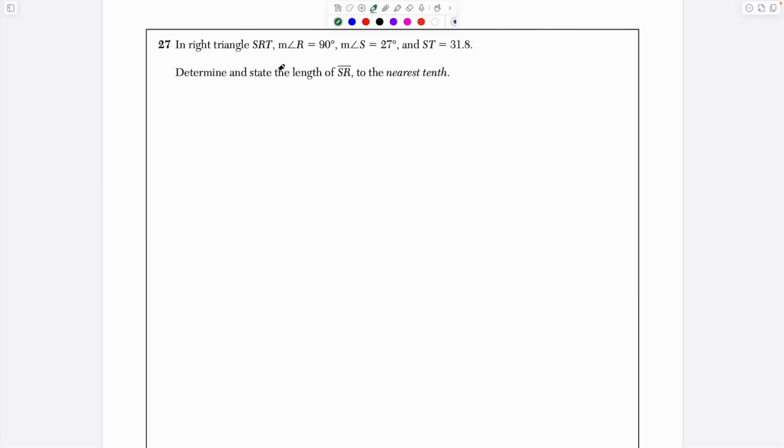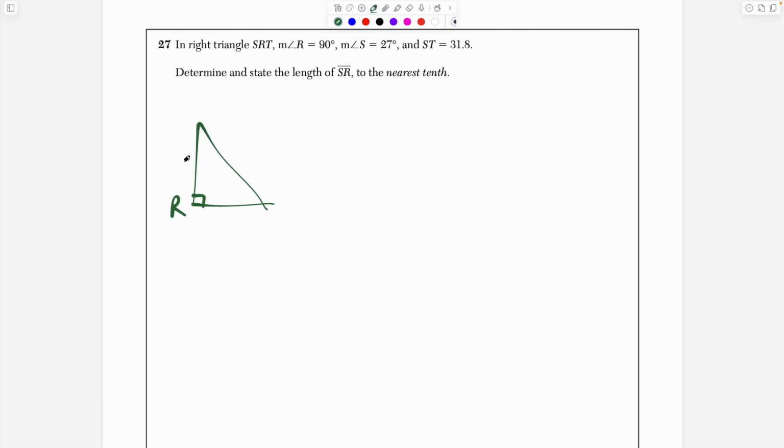Question 27, in right triangle SRT, the measure of angle R equals 90 degrees, the measure of angle S equals 27 degrees, and ST equals 31.8. Determine and state the length of SR to the nearest tenth. So for this one, I recommend that you just draw out a right triangle so that you could label it. You don't have to draw this to scale, but you should draw something so that you could plug in the numbers here. Now, they told us that R has to be 90 degrees. So the right angle, I have to label with R.